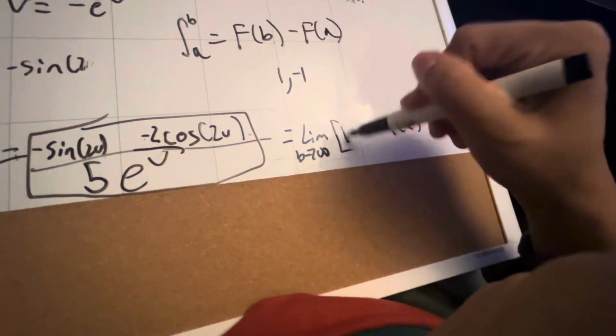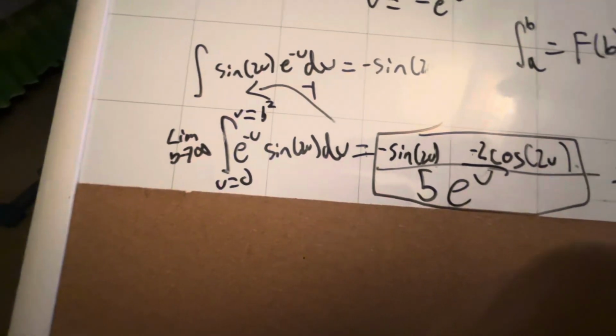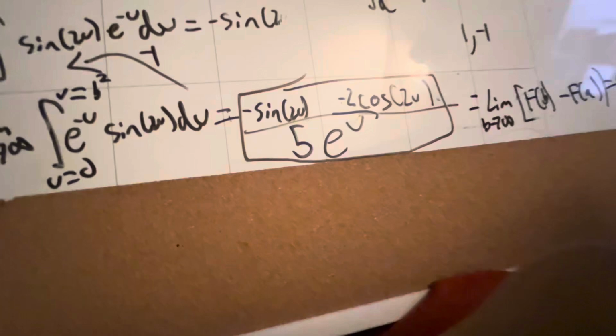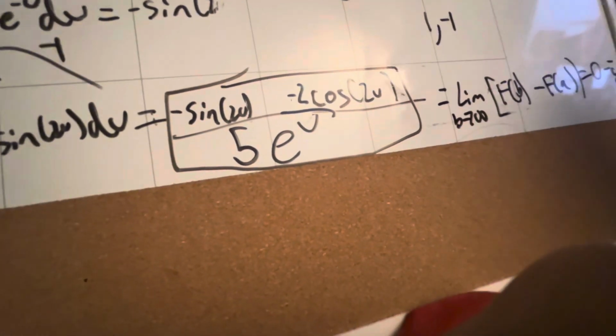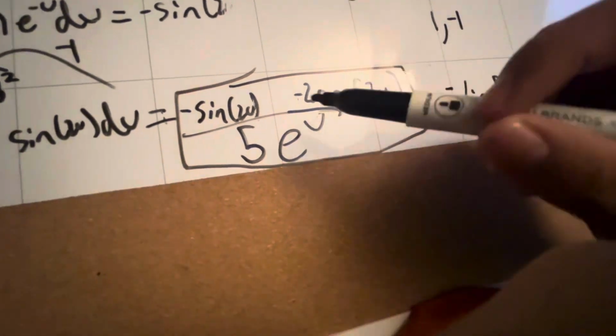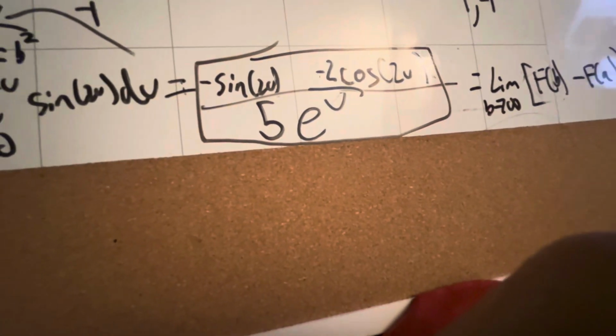So it should equal 0 minus F of a. Now plug in 0 here: we get 5 e to the 0, which is 5. So we can write 1 over 5 times negative 2 sine 2u of 0, which is 0, and negative 2 cosine of 0, which is 1 times 2. So that's equal to 2/5. The answer was 2/5 all along. Who would have known?